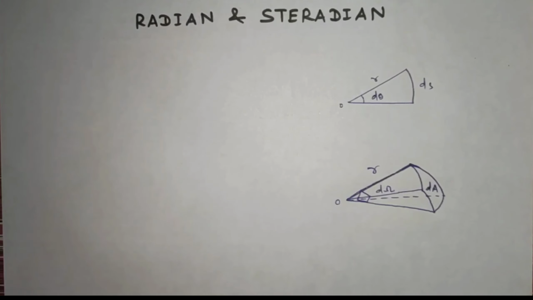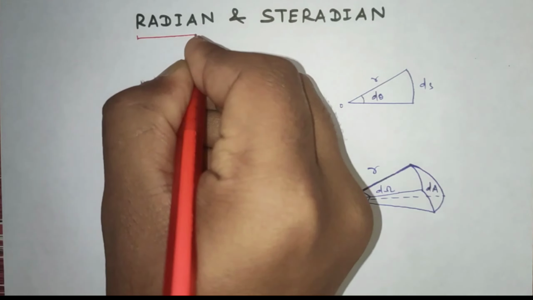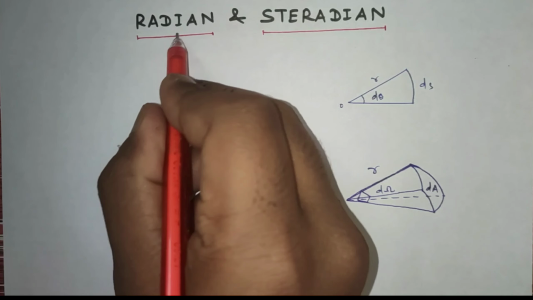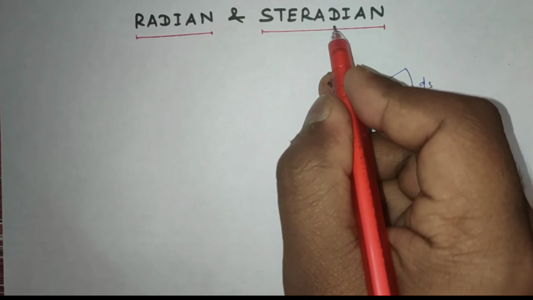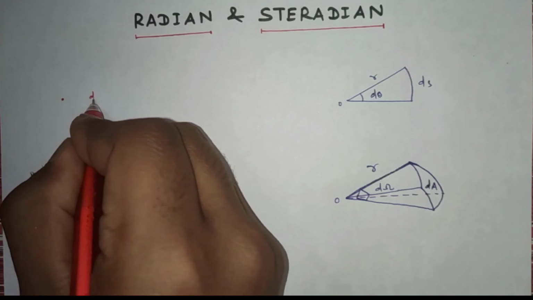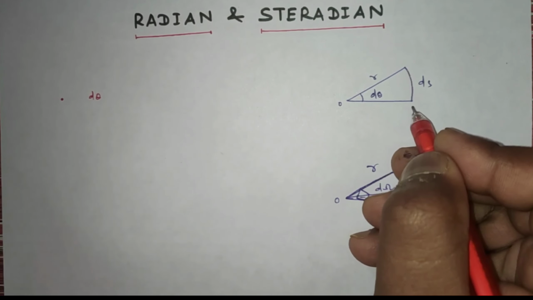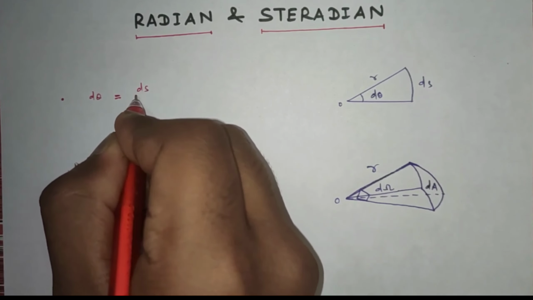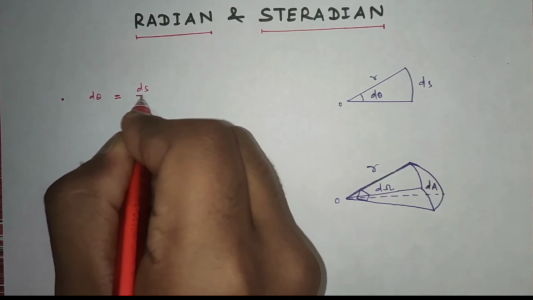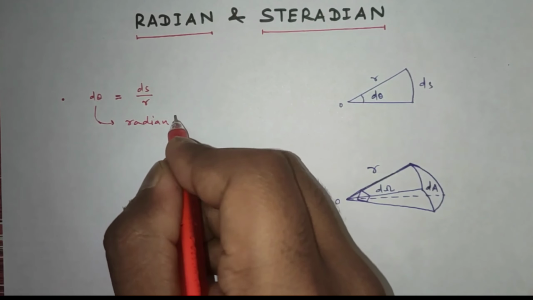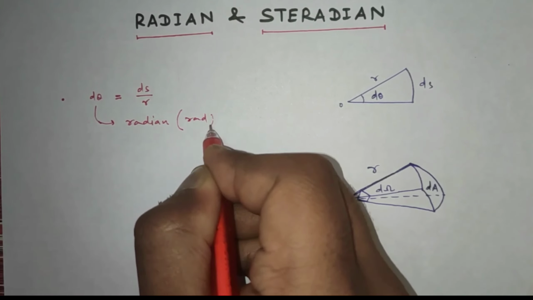So the other 2 units are radian and steradian. The unit radian is for plane angle and the unit steradian is for solid angle. Let us first discuss radian. The plane angle d theta is defined as the ratio of the arc length ds to the radius r, that is d theta equals ds upon r, or ds by r. The unit for d theta is radian, which in symbolic form we can write as rad.